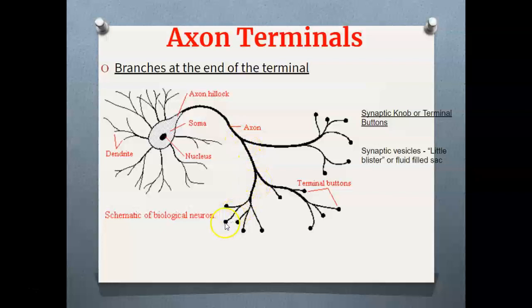They are the branches at the end of the terminal. And at the end of these, we have what's called terminal buttons. So we also call them synaptic knobs. I'll accept either one. And then inside these, there are what's called synaptic vesicles, which are little blisters or fluid-filled sacs. And these sacs basically contain the information that's going to be released and thrown out to the next neuron, being caught by its dendrite.